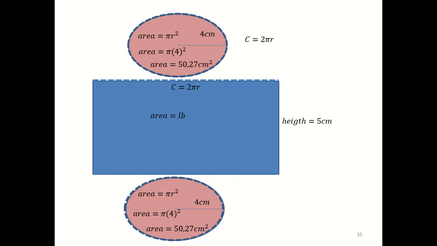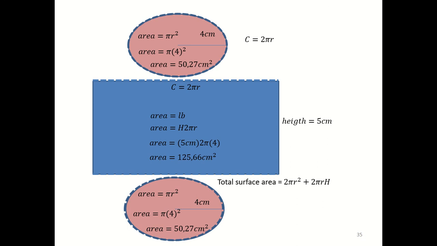The area of the body will just be length times breadth, but remember here the length will simply be the same as the circumference of the circle. Now in this case I will simply multiply 2 pi r with 5 centimeters, which is a capital H, the height of the prism, and it'll give me 125,66 square centimeters.